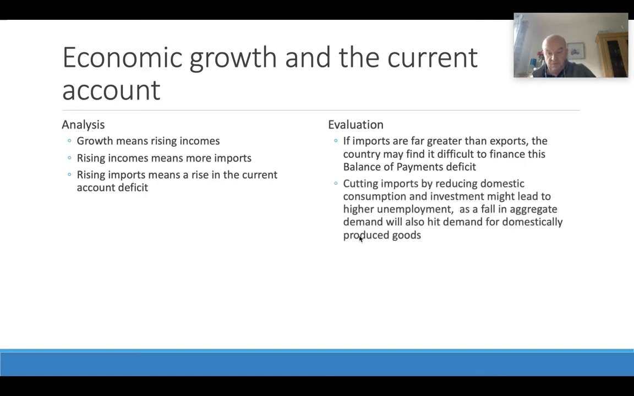So if we're going to cut imports in this situation, we've said that our rising income, so economic growth, is encouraging more people to spend money on imports. The argument in this scenario, if we were trying to evaluate it, is that if we cut imports by reducing domestic consumption and investment, that could potentially lead to higher unemployment, because a fall in aggregate demand would also hit the demand for domestically produced goods. So again, it's about giving this balance, this judgment, which then allows you to give a really strong judgment paragraph at the end of any 25 mark or long question that you might get asked.